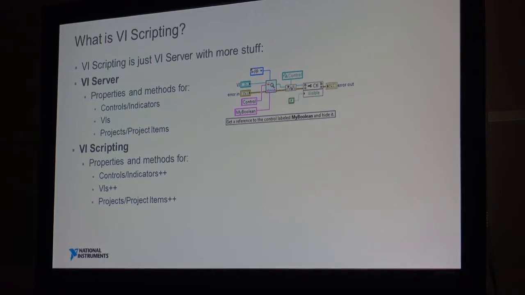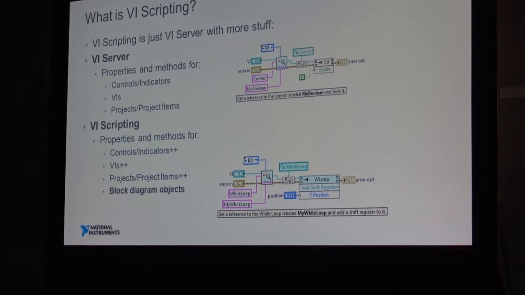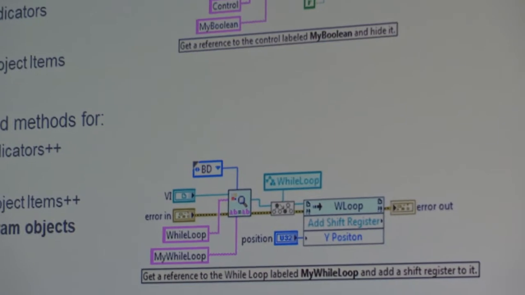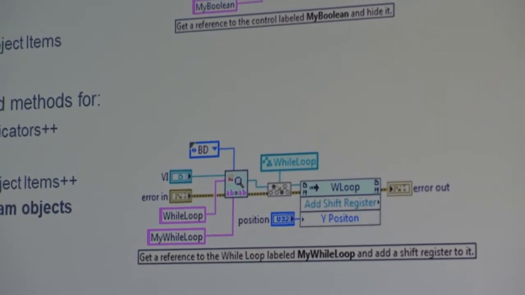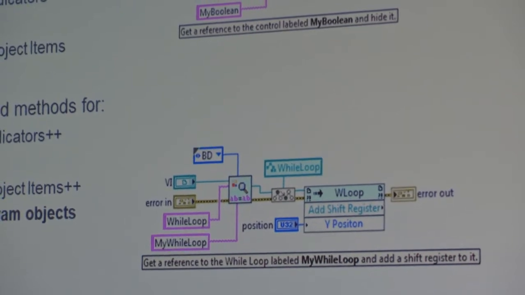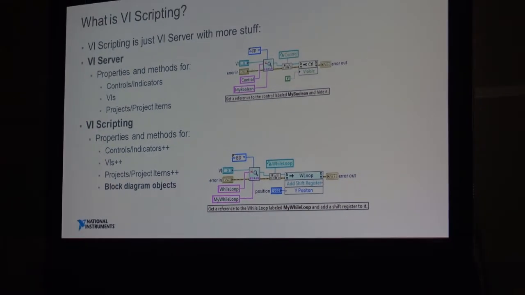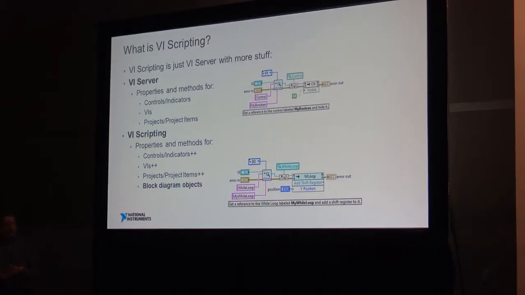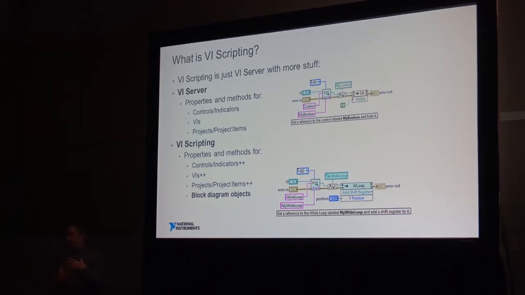In addition to this stuff, the big kicker is that you can start messing with block diagram objects when you enable scripting. So the screenshot down at the bottom looks pretty similar to the one on the top, but instead of messing with a control on the front panel, we actually got a reference to a while loop, and we are adding a shift register to it. So you can see the way the code looks is very similar. You get references to things, you set properties, you read properties, you call methods. It's just that with scripting, now you can do it to stuff on your block diagram and additional stuff on your front panel.